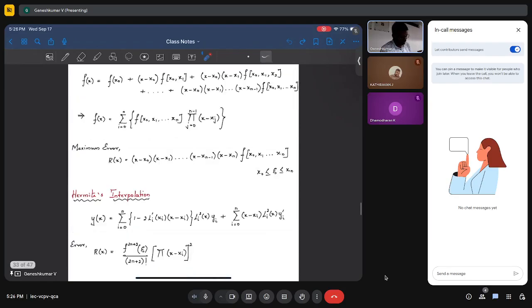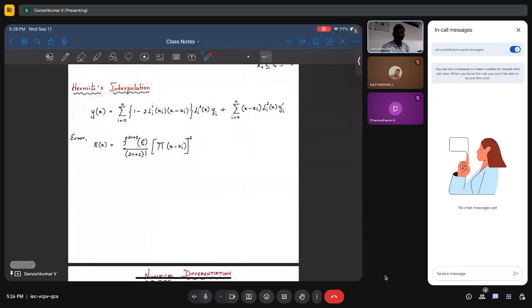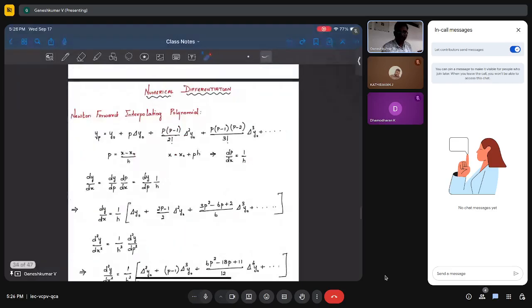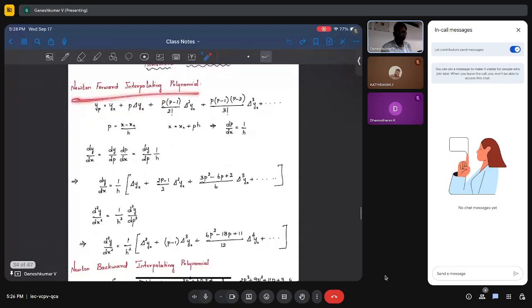And we also saw Hermite's interpolation. In Hermite's interpolation, in addition to the function value, you also use the derivative of that function value. So this yi also additionally comes. That's the difference. These are all for interpolation, but these methods can also be applied when you want to do numerical differentiation. For example, if some tabular points are given and you know these are the function values, but I want to know the derivative of these function values, then in those cases also you can use these methodologies. For example, you can start with Newton's forward interpolating polynomial.